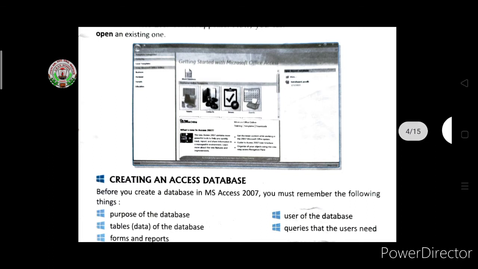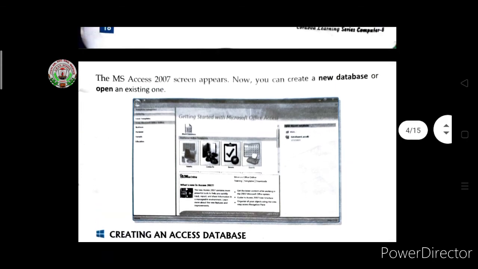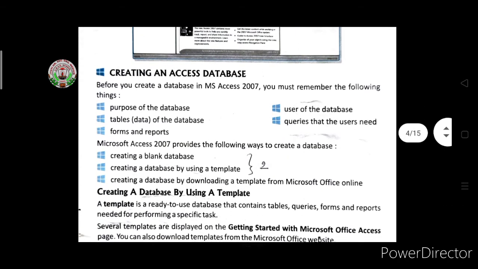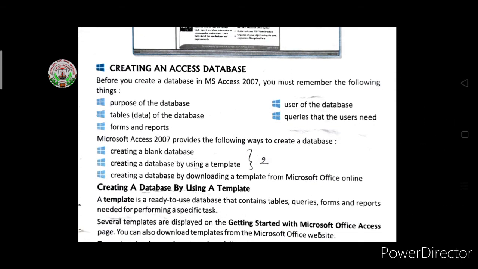So students, here one page is given. If you have a database saved here, you can open it with the Open button, and if you do not have one, then you have to select a new database, then create your table and fill in the data. Then, creating an Access database.